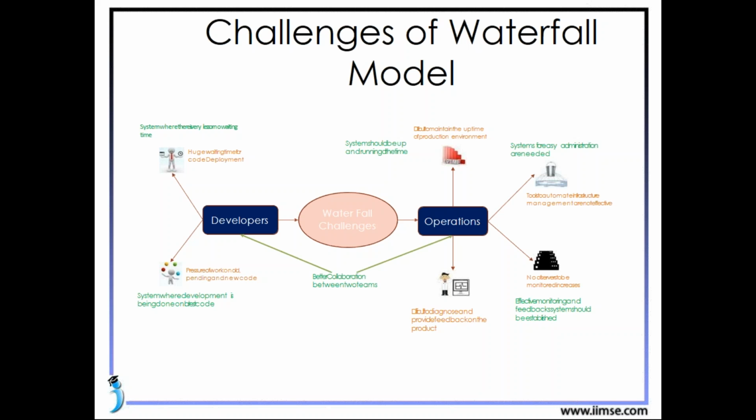So operations issues could be that there should be 100% uptime, the systems should be up and running every time, and there should be good systems available. Easy tools should be available for automating the infrastructure, there should be effective monitoring and a feedback system, and an effective feedback loop for the operations should be there.